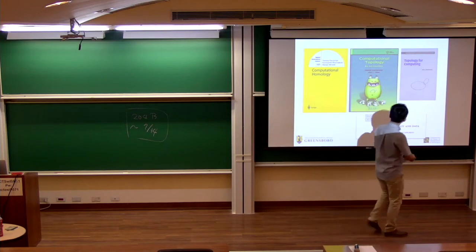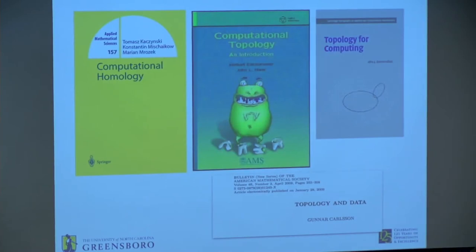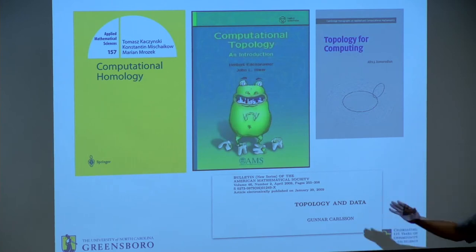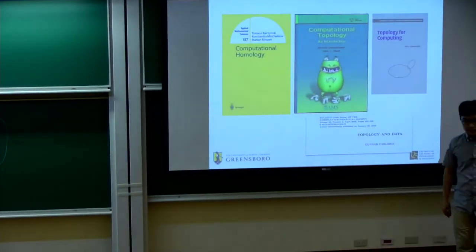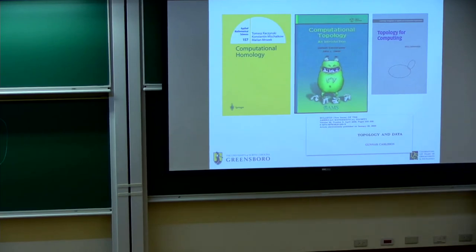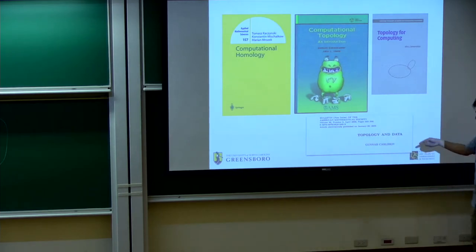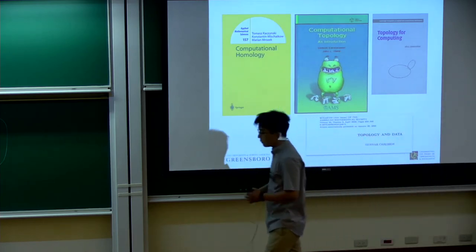And there are two books not considered the best out there, but be aware, those two books are very short. It's like 100 pages, and it's very difficult to read because it contains a lot of information. But it has everything. Those two books are very nice, but it's not an easy read. And there's a 50-page review paper by Gunnar Carlsson, one of the founders of persistent homology. This is also a very good introductory reference to persistent homology.